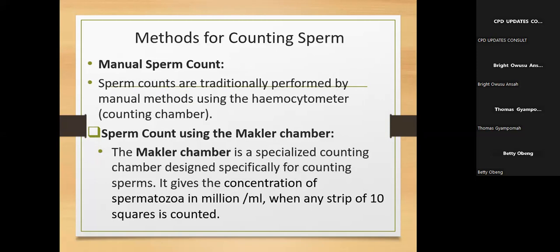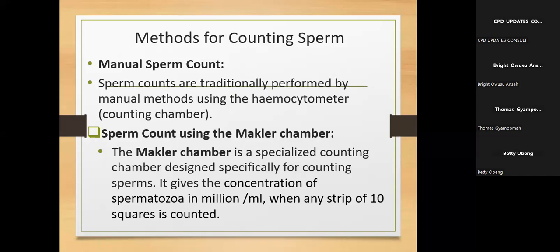In sperm counting, it's usually manual. There's a manual sperm count. Sperm counts are traditionally performed by manual methods using the hemocytometer, that's the counting chamber. That is what people will normally use. And of course, all of us know our usual counting chamber, which is the improved Neubauer counting chamber. That's what a lot of us use in our labs.